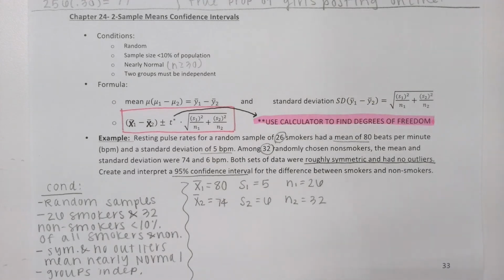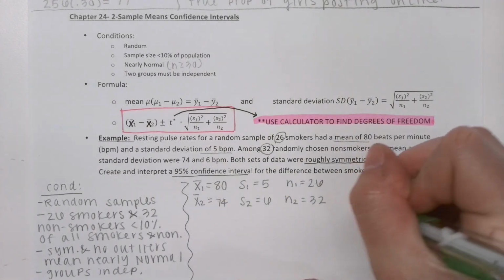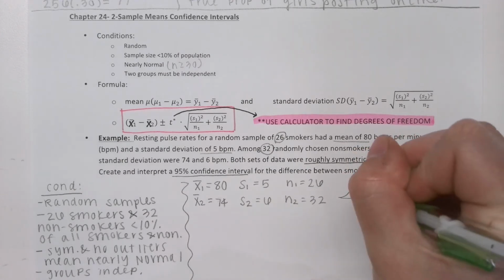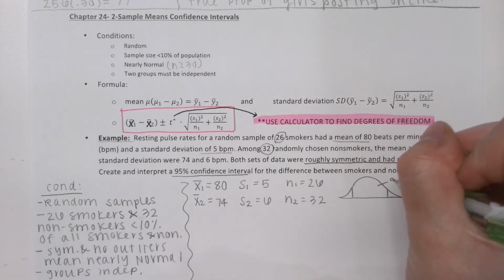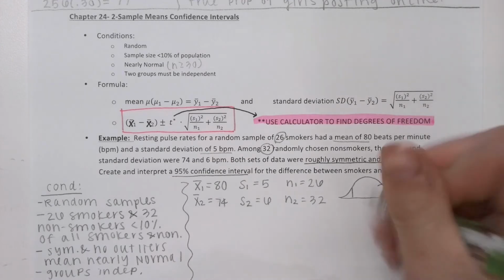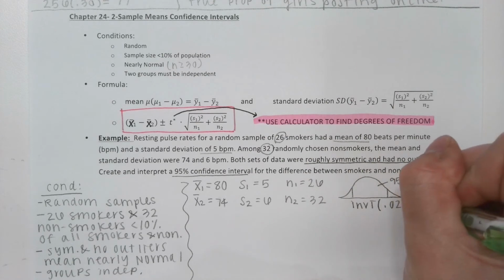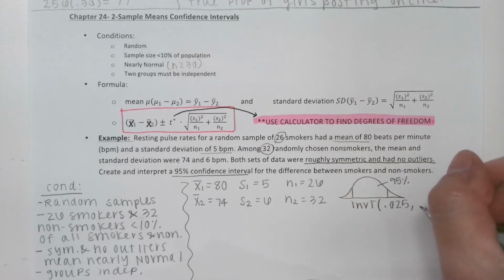Okay, eventually we're going to find a t-score, so I'm going to use a little model here. I'm finding 95% confidence. So I know I'm going to be using my inverse t with 0.025. What's hard is I don't have those degrees of freedom right there. So this is where that calculator comes in handy.